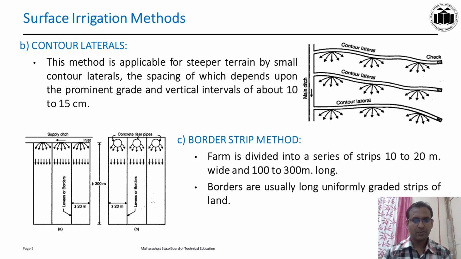Next method is the border strip method. The farm is divided into a series of strips 10 to 20 meters wide and 100 to 300 meters long. Borders are usually long, uniformly graded strips of land. In this diagram, you can see the strips of the land.